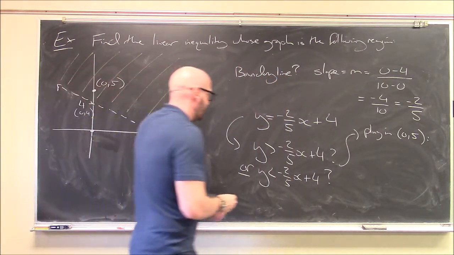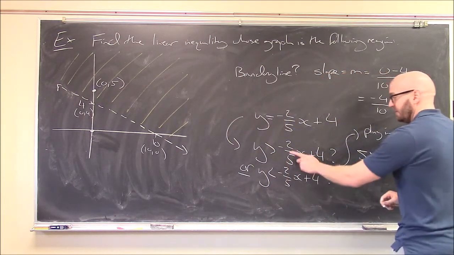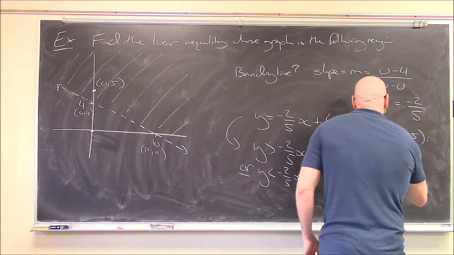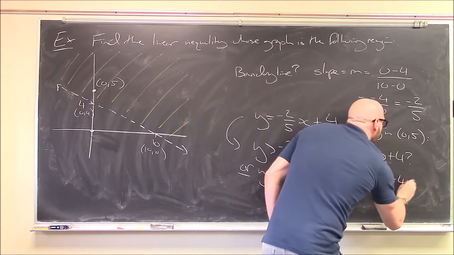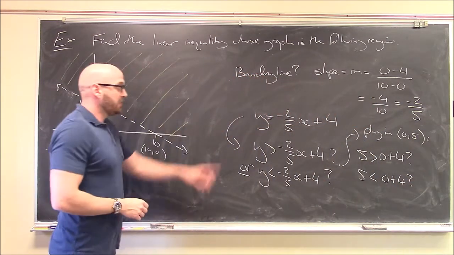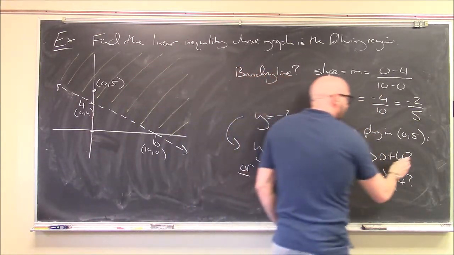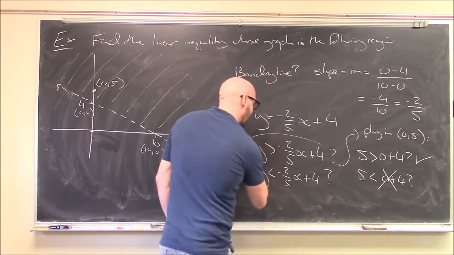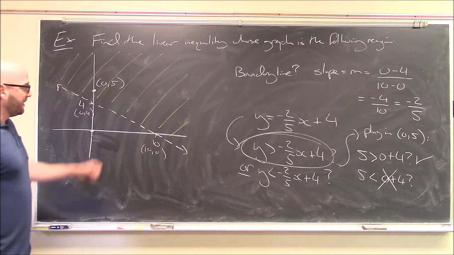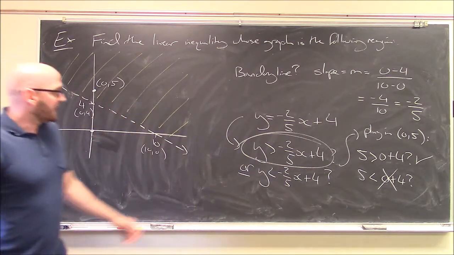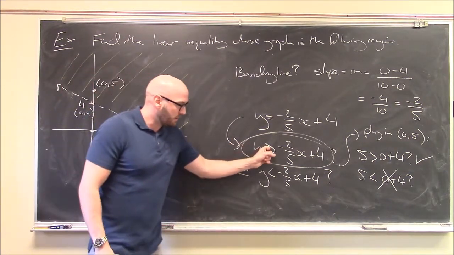What do we get? Is 5 bigger, when I plug in 0, minus 2/5 times 0, so 0 plus 4, or is 5 less than 0 plus 4? And the answer, of course, is the top one, right? 5 is not less than 4, but 5 is bigger than 4. So this is, in fact, our inequality that gives us this graph. Again, I chose strictly bigger than because we have a dashed line. If it was a solid line, I would have chosen bigger than or equal to, or less than or equal to.